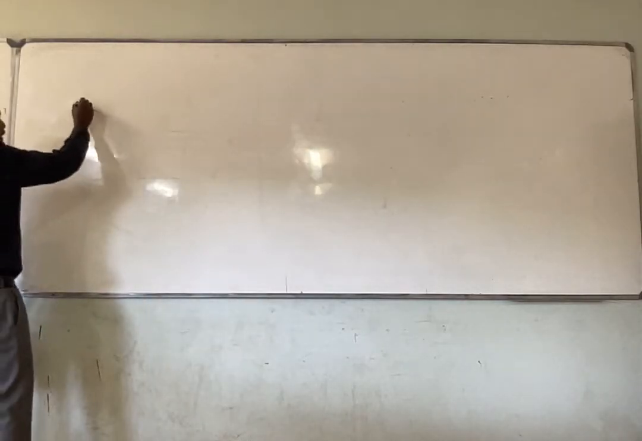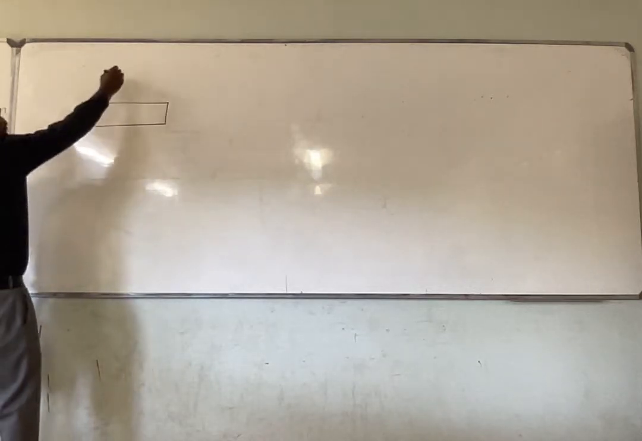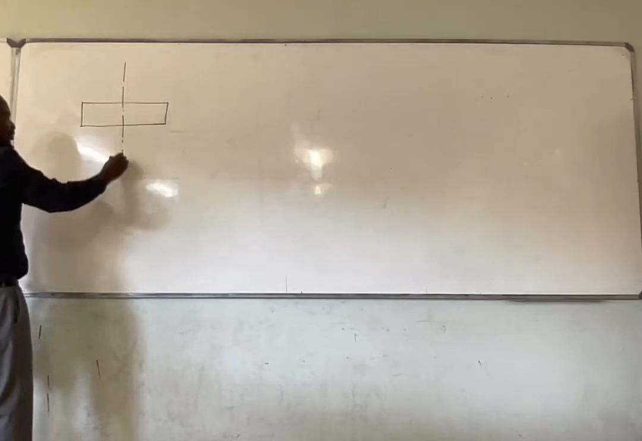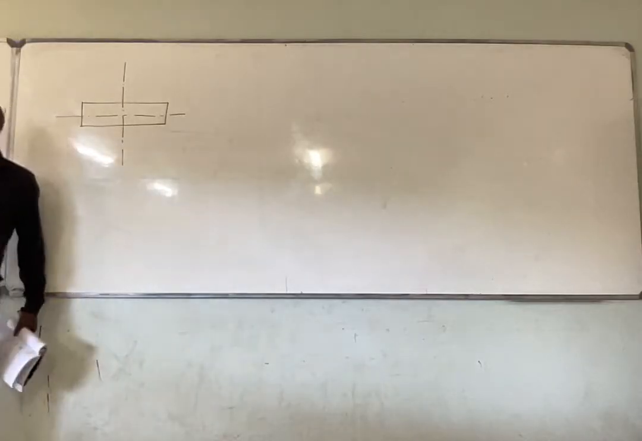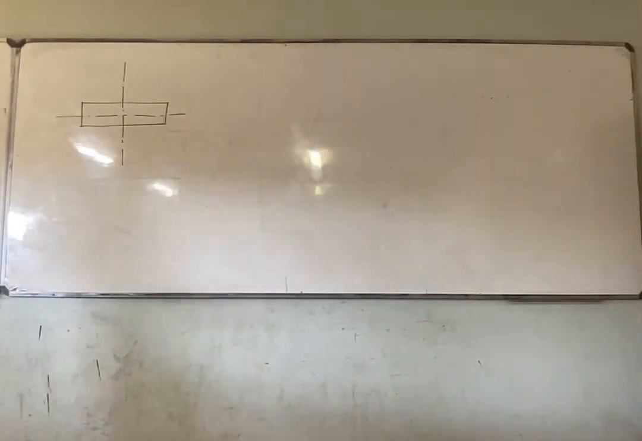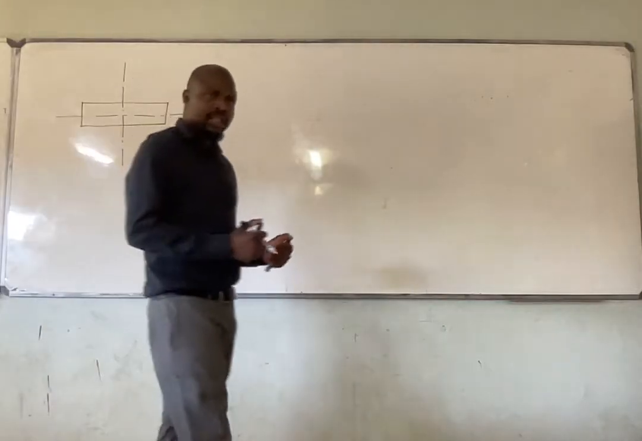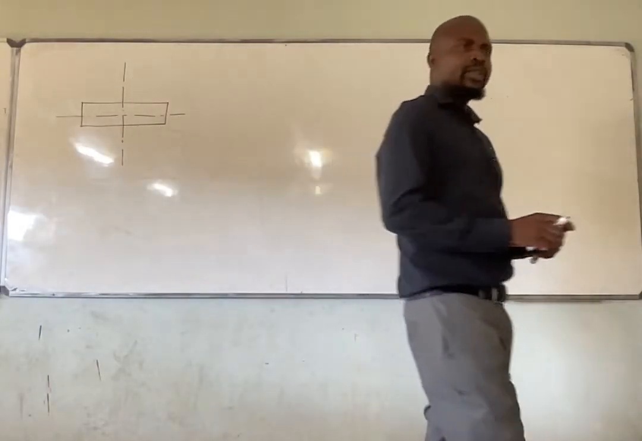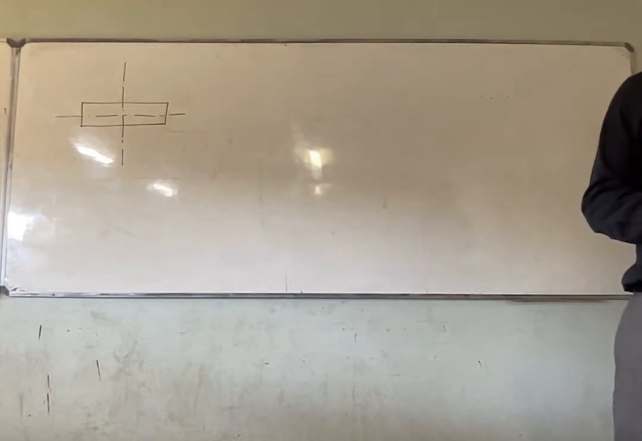So we are having a rectangle with the center there, and the center there, the centroid. So you need to choose which one will be your XX axis and which one will be your YY axis before you can calculate the moment of inertia.